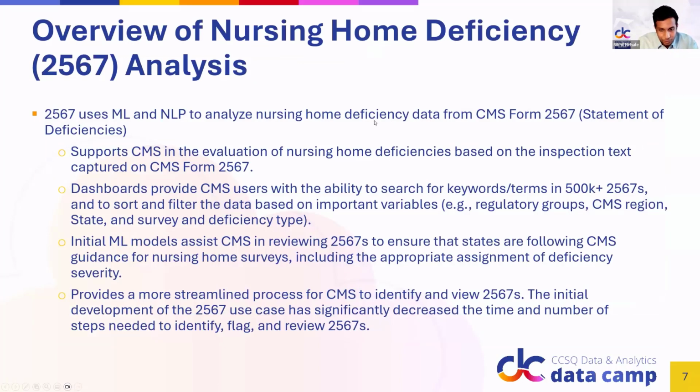Okay, this is the second use case, a high level overview. As I mentioned earlier, 2567 data is something that is generated through all the nursing home surveys that are conducted across the country. The data sets that we have right now include more than 500,000 rows. So a lot of data to process here and do some analysis on.